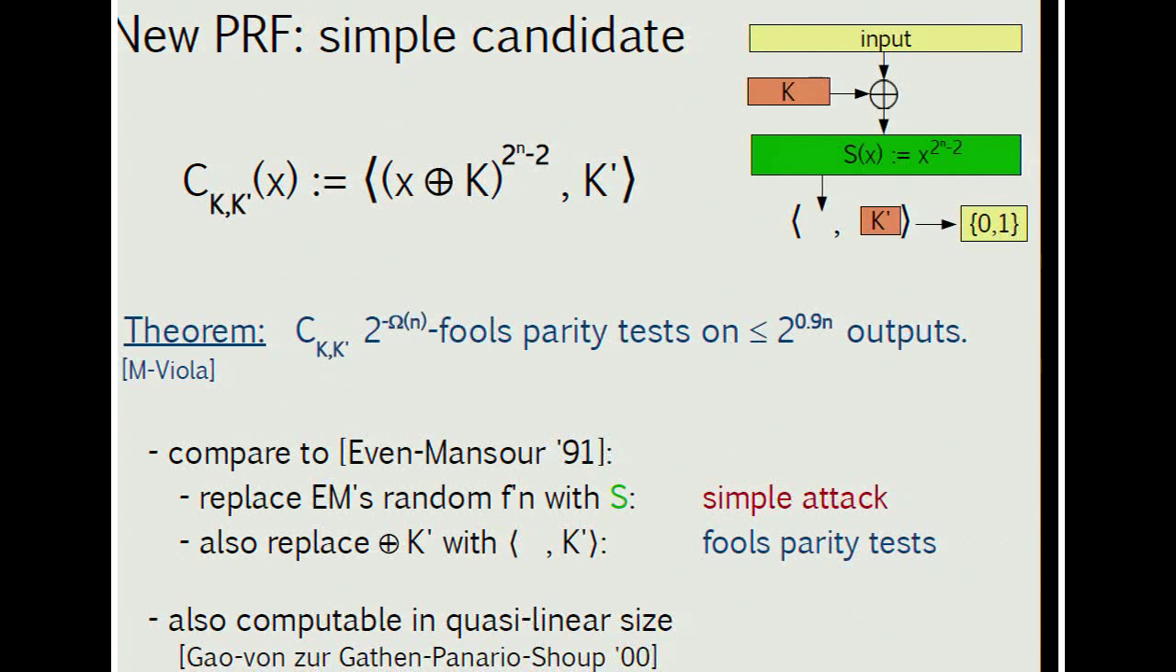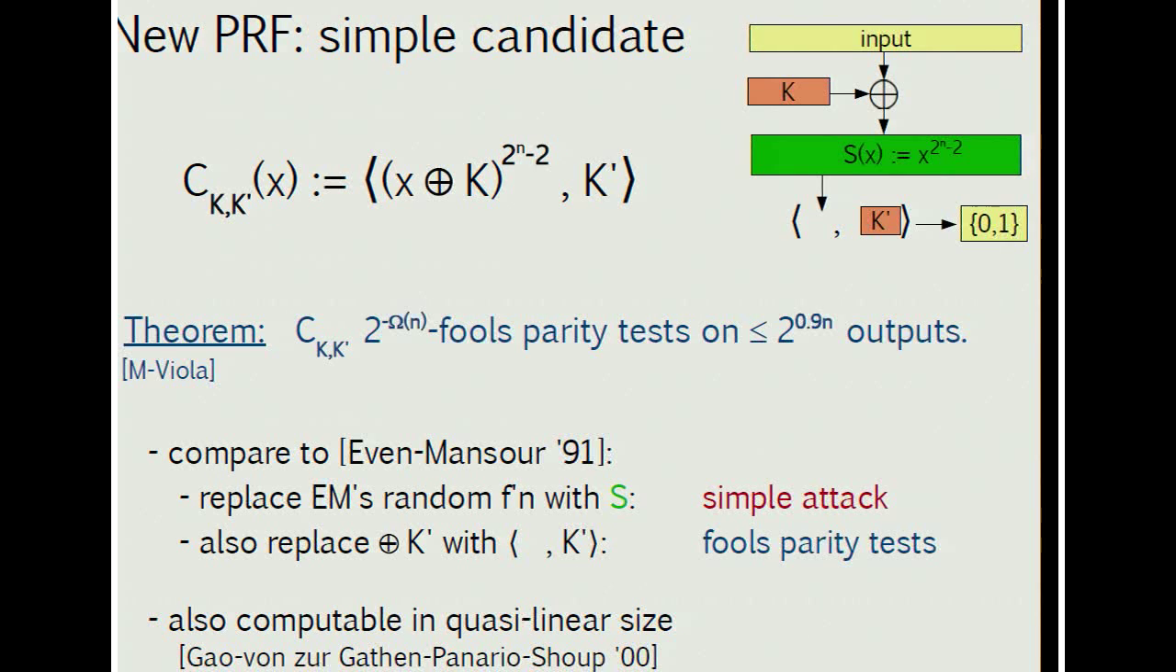I want to note that for block ciphers, outputting a single bit doesn't make any sense. But for pseudorandom functions, this is still a very interesting setting. The security that we're able to prove for this is that it exponentially fools parity tests that look at up to 2 to the 0.9n outputs. And you can make that 0.9 as close to 1 as you want.